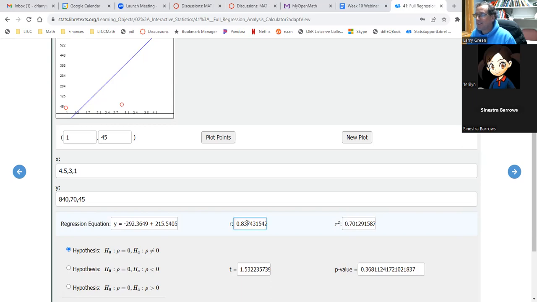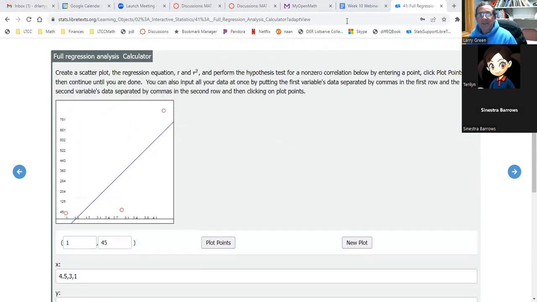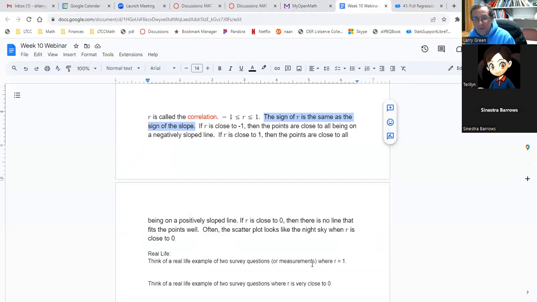In one word. Starts with an H. What would the line look like if R is 0? Yeah, the line will be horizontal, because whenever you have a slope of 0, you get a horizontal line. Any questions on that idea? Okay, so that just gives you some thoughts or ideas about R.